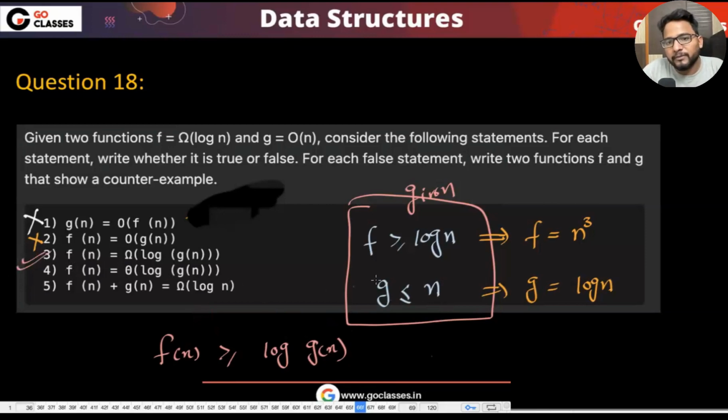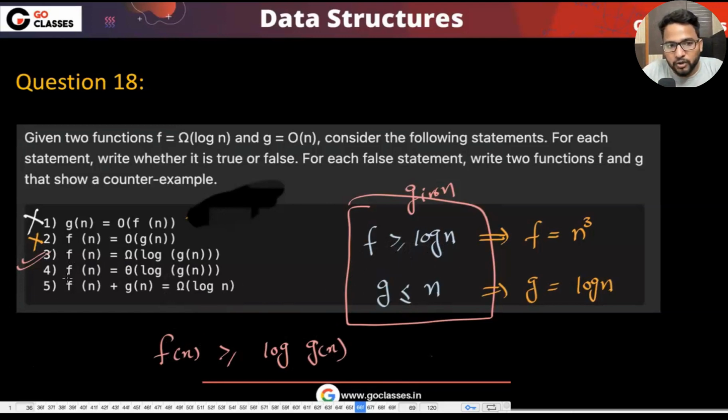You're getting my point? They have given the lower bound on F and the upper bound on G, right? Lower bound means the minimum is log n. So you take the minimum log n, you put it here, and you put the maximum of n here. Then it is true, right?